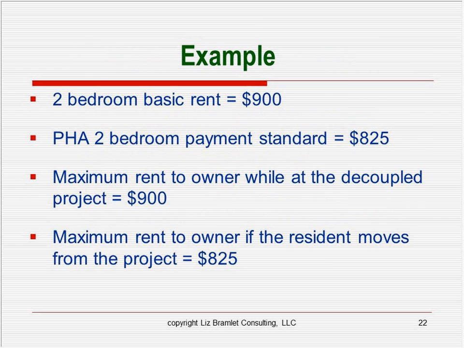Say a two-bedroom has a basic rent of $900. Usually, the PHA will subsidize a rent for a two-bedroom unit of up to $825, but take it up to $900 to protect this tenant from any big rent increase. The maximum rent, if the resident moves from the project, would drop down to $825. So if the tenant decides to move, they take their voucher with them. That's terrific. But they know going forward, the Housing Authority will not subsidize the rent for them at more than $825.